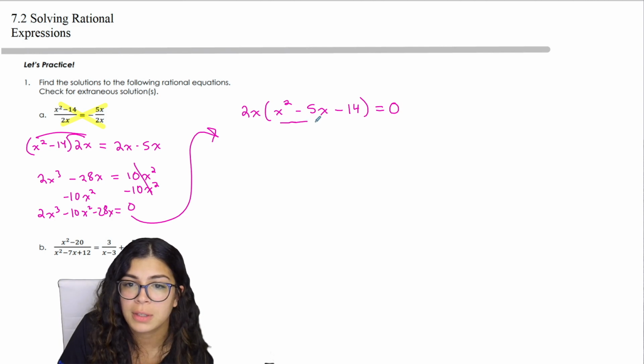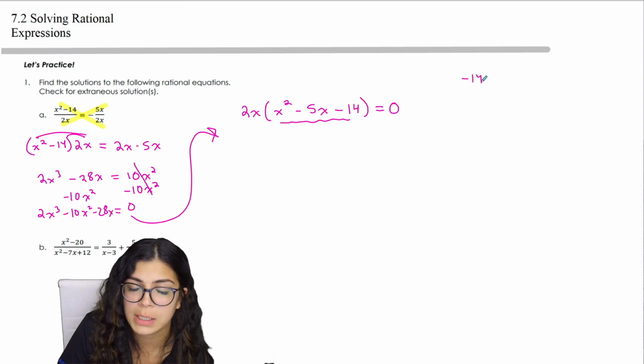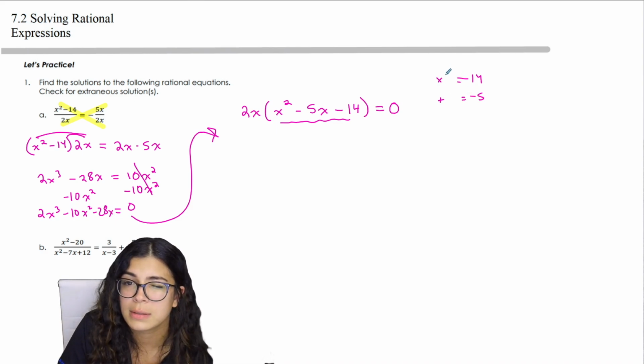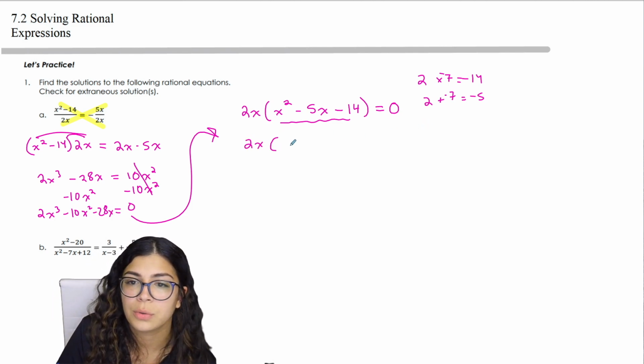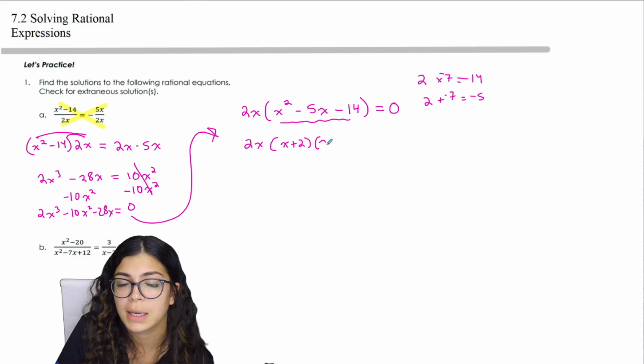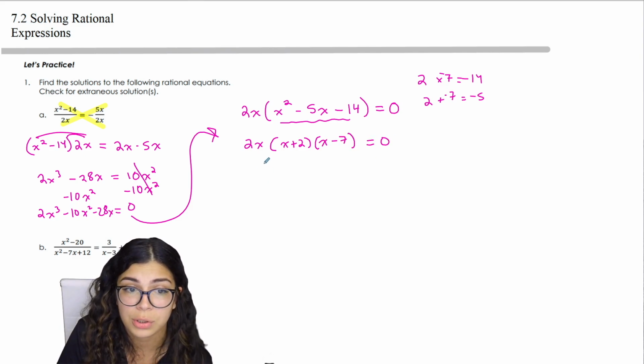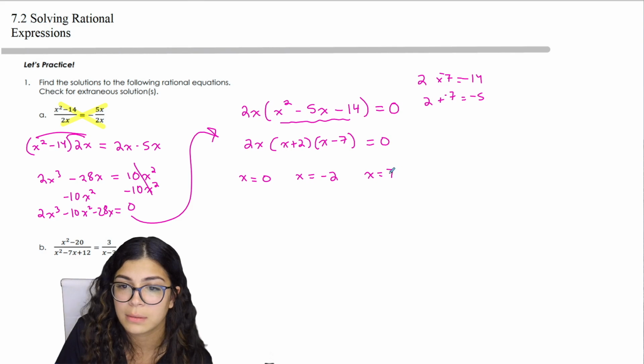And then I could factor this one, multiplies to negative 14, adds to negative 5. We have 7, negative 7, and 2. 2 plus negative 7, 2 times negative 7. So that will factor into x plus 2 times x minus 7. So we have 3 solutions: x equals 0, x equals negative 2, and x equals 7.